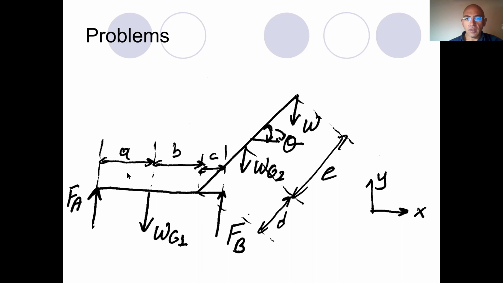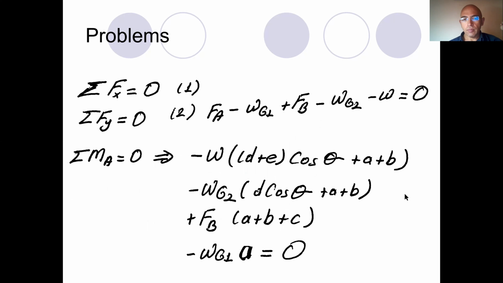I say that this distance is A. So A is 1.333, B is 2 meters, C is 1 meter, D is 4 and E is 5. Certainly, we choose the horizontal axis as X and the vertical axis as Y. Now we will write some of the forces.